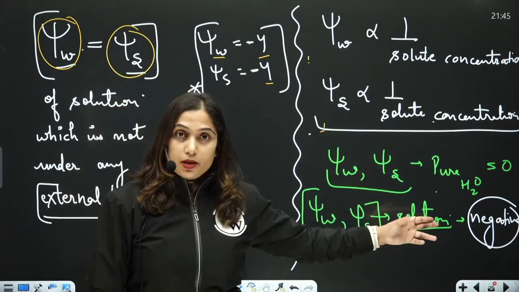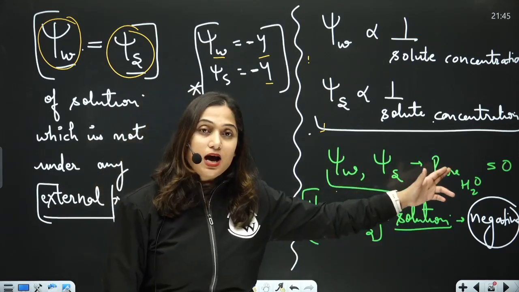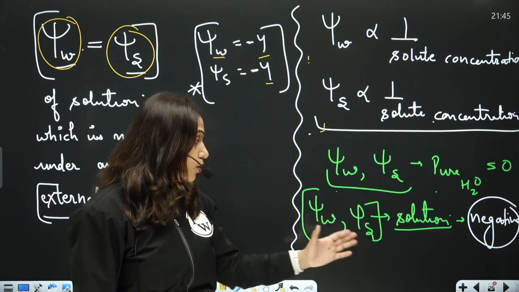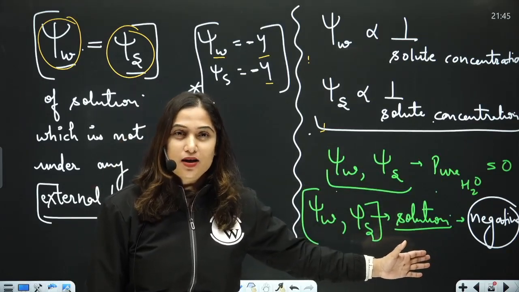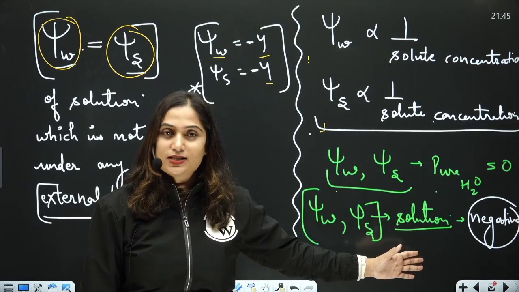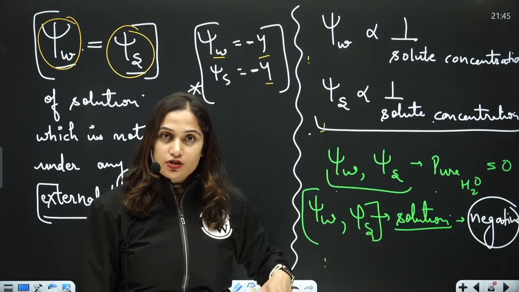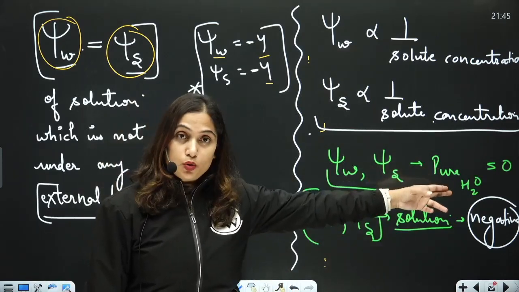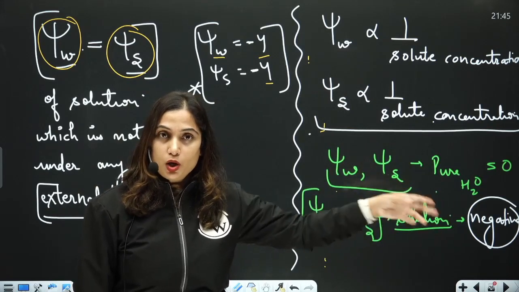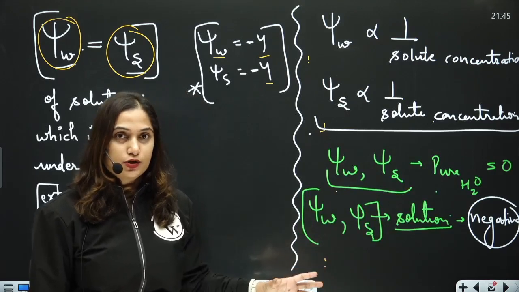For pure water, both psi W and psi S are 0. And for solution, both of them are negative values. Remember this. So they are a team. Psi W and psi S are the same team. They increase together, they decrease together. Both of them are 0 for pure water, and both of them are negative values for a solution. I hope this is clear to you.